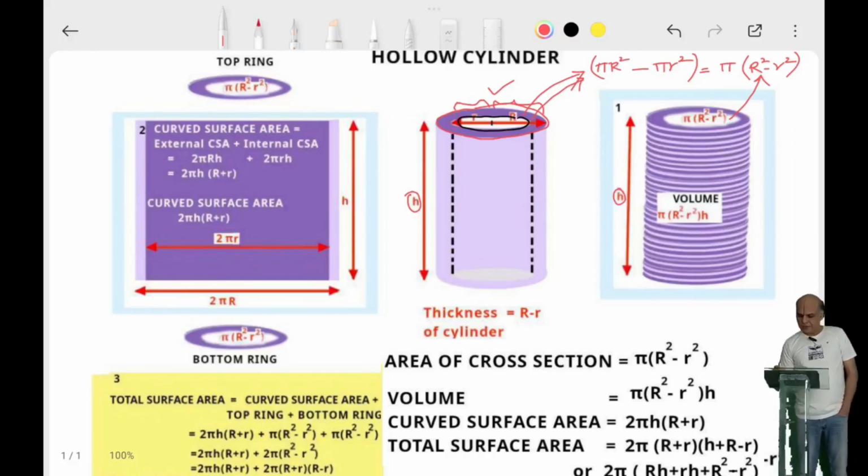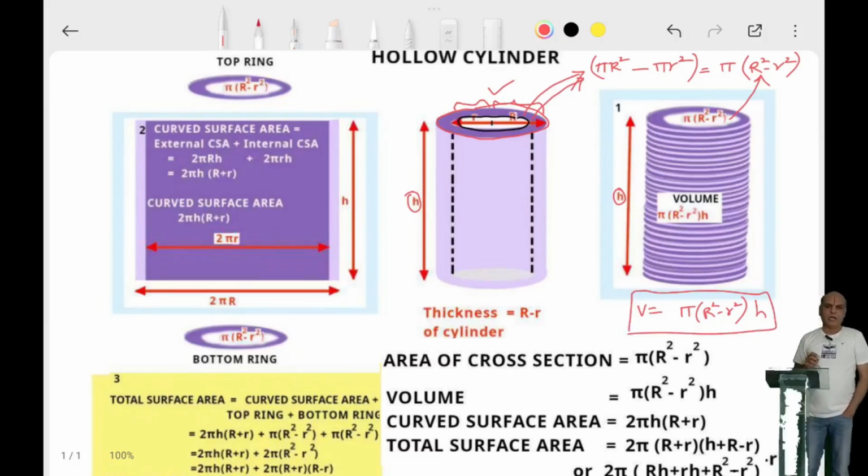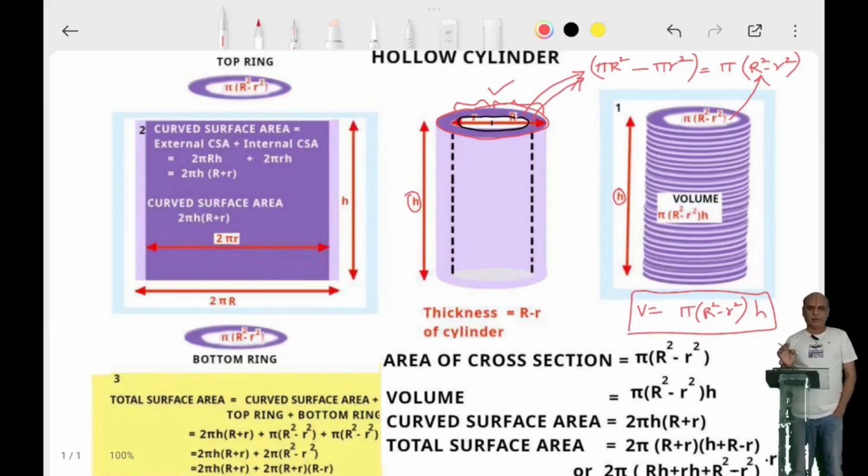So in order to build the volume of such a cylinder, you need to stack infinitesimally thin such cross-sectional areas all along to build the height h. So figuratively, volume you can remember as cross-sectional area into h. This gives you the volume of a hollow cylinder, where capital R is the external radius, small r is the internal radius, and h is the height of the cylinder.